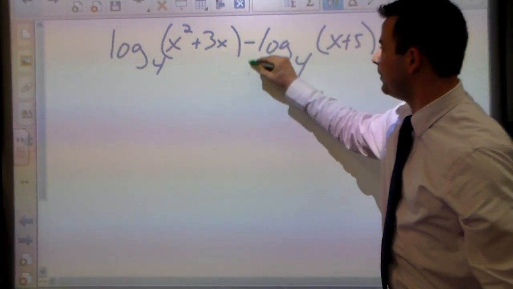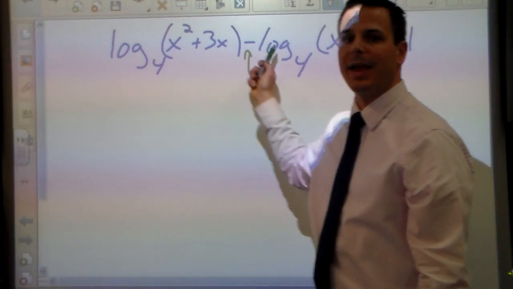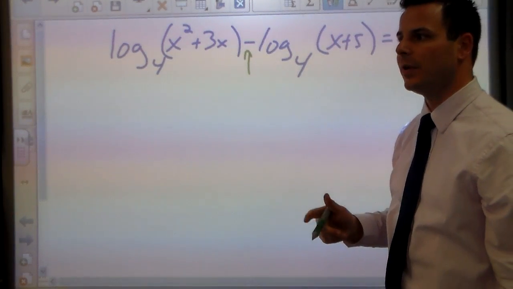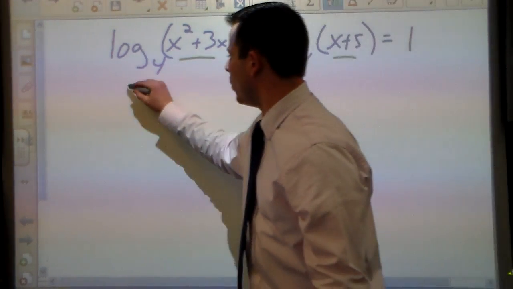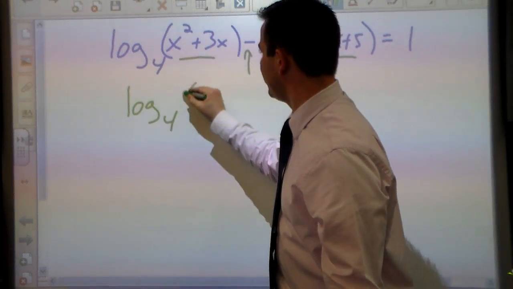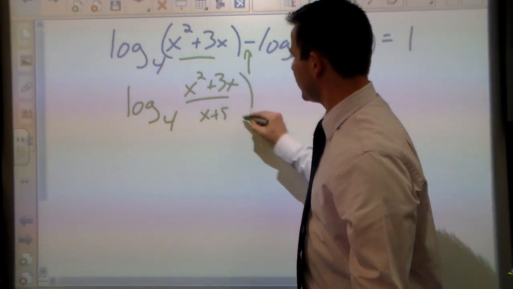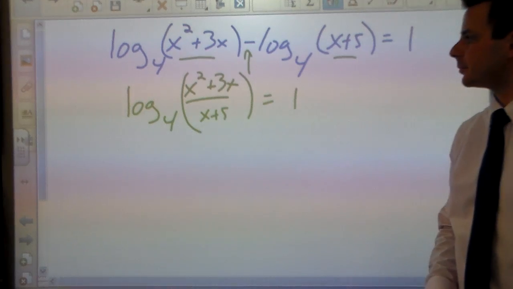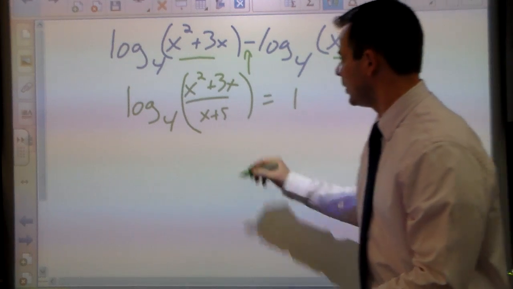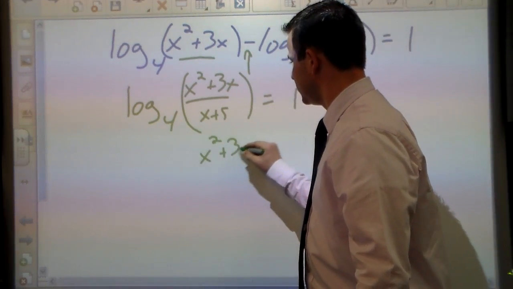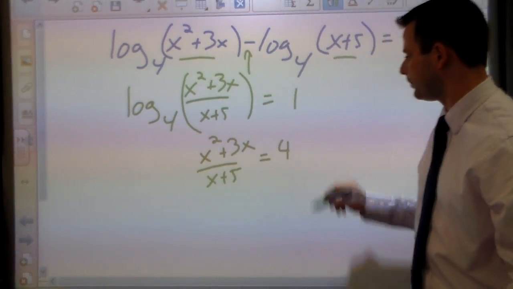But before I do that, I have to combine these logs. How am I going to combine them? Because I'm subtracting. What am I subtracting? I'm subtracting logs, which means I'm subtracting exponents. When do I subtract exponents? When I divide. So I'm going to divide them. So let's make it 1 log. Log base 4 of x squared plus 3x over x plus 5, and that equals 1. Now we can put it into exponential form. Left, right, center. X squared plus 3x over x plus 5 equals 4.